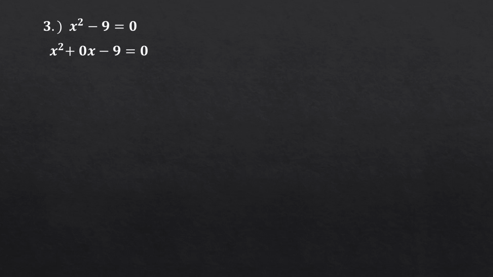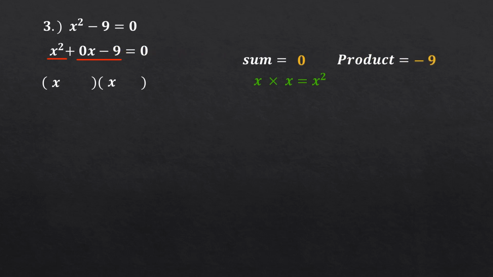Let us now proceed in finding the factors of the given equation. As usual, get the factors of x squared, which are x and x. When you multiply, the product is x squared. Next, let us move on to finding the two numbers using the numerical coefficients of the second term and the third term, which are 0x and negative 9 respectively. The numerical coefficient of the second term is 0, which represents the sum of the two numbers. And the numerical coefficient of the third term is negative 9, which represents the product of the two numbers. Now let us find two numbers whose product is negative 9 and whose sum is 0.